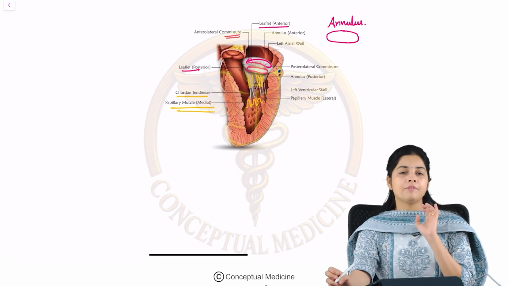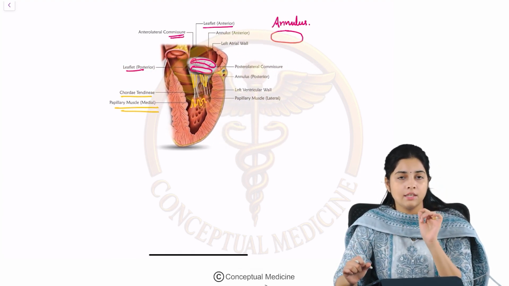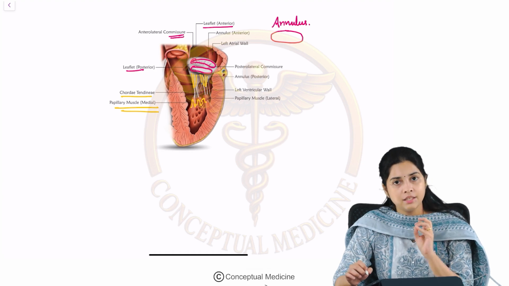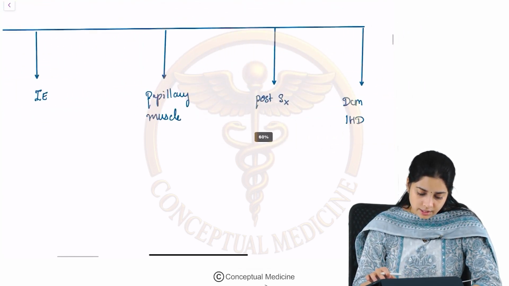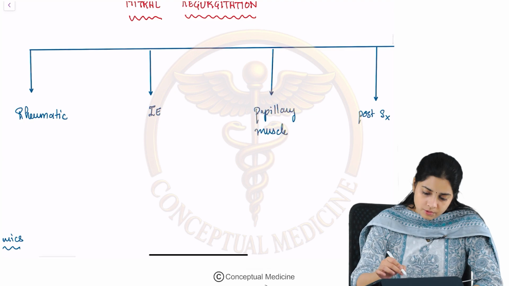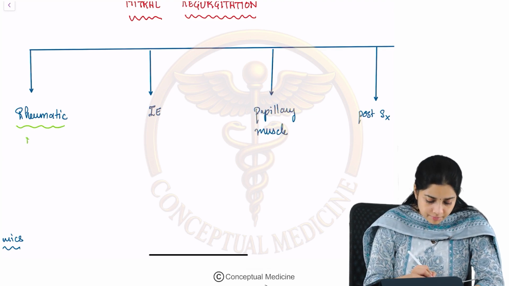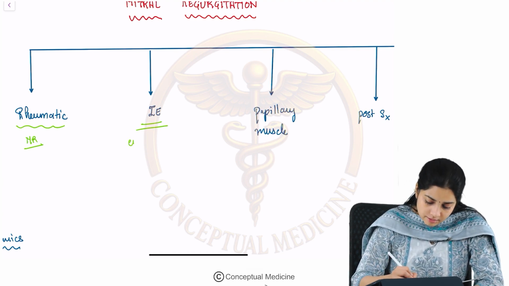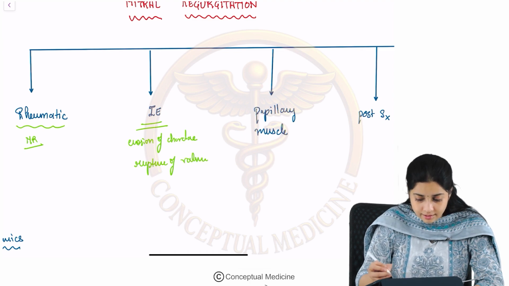So why we should be aware of the structure of the mitral valve is that if any of these areas are affected, so any pathology which affects the valves, which affects the annulus, which affects the chordae tendineae or the papillary muscles can result in mitral regurgitation. Okay, so now just look at the etiology. So, most importantly, the first etiology that you should know is that rheumatic etiology. So, MR can be associated with rheumatic fever, infective endocarditis. In infective endocarditis, there can be erosion of the chordae tendineae, or there can be rupture of the valves as well. So, that can result in MR.